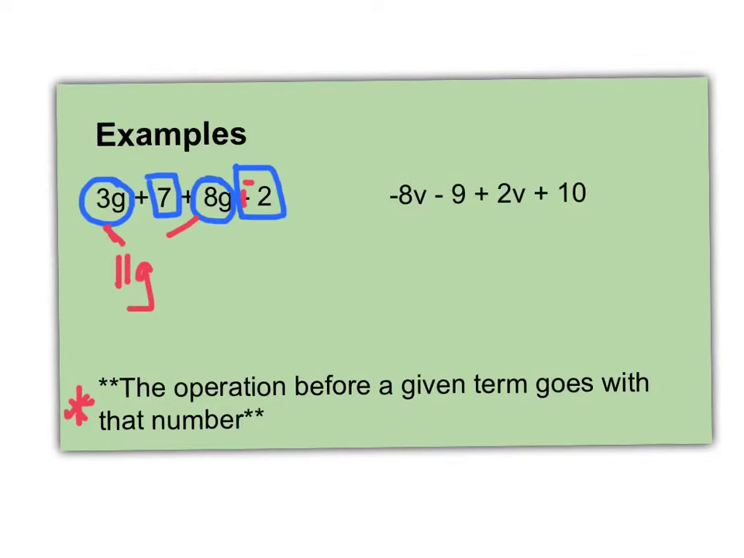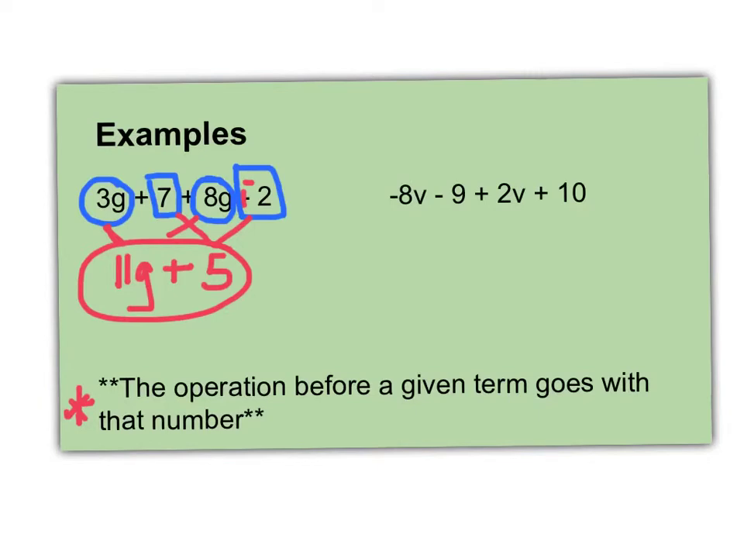11g. Since everything's addition, I know there's going to be another addition sign there. And now I can add 7 plus negative 2. 7 plus negative 2, they're opposite signs, so I subtract 7, 6, 5. And because 7's bigger and it's positive, 5 is positive. And that's my answer, 11g plus 5.